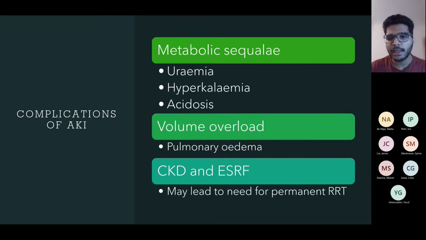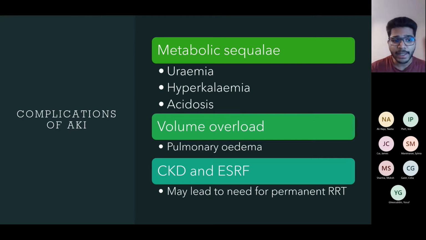So this is a nice way to think about the complications of AKI. So you've got your metabolic things, so things like uremia, hyperkalemia, and acidosis. So uremic symptoms, you might get things like encephalopathy, so confusion, you might get itching and things like that. Hyperkalemia, as you said, Nadia, is really dangerous because it can lead to arrhythmias. And I've got a tiny bit on the management of hyperkalemia later on, and metabolic acidosis, which again isn't great for people. Volume overload, like you said, MOX, you can get pulmonary edema and impaired oxygenation.